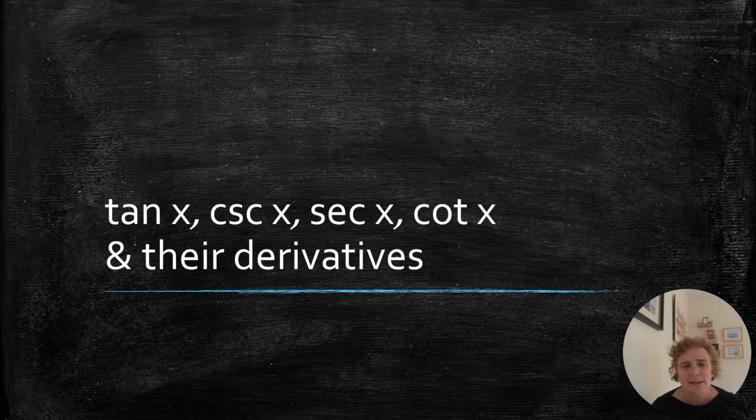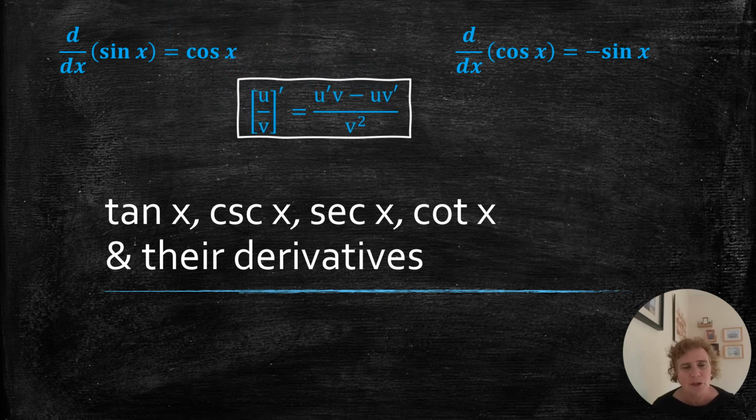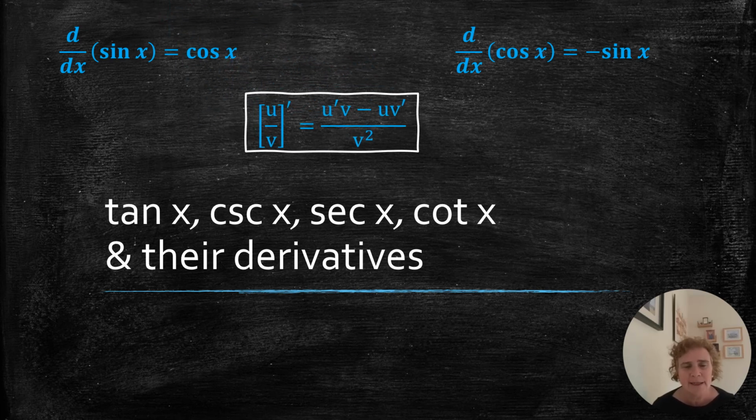In order to follow this lesson, you will have to already know these two derivatives. So the derivative of sine x is cosine x, and the derivative of cosine x is negative sine x. And you will also need to know the quotient rule, all of which were covered in previous videos, and I can link to those in the description. So without further ado, let's get started.